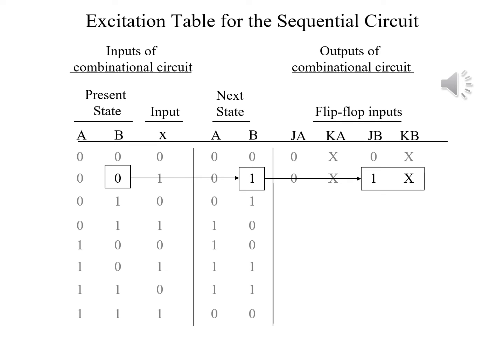But what's different here is that B is changing from 0 to 1. And if we look at the excitation table for JK flip-flops, we know that in that case, JB will be 1 and KB will be a don't care.